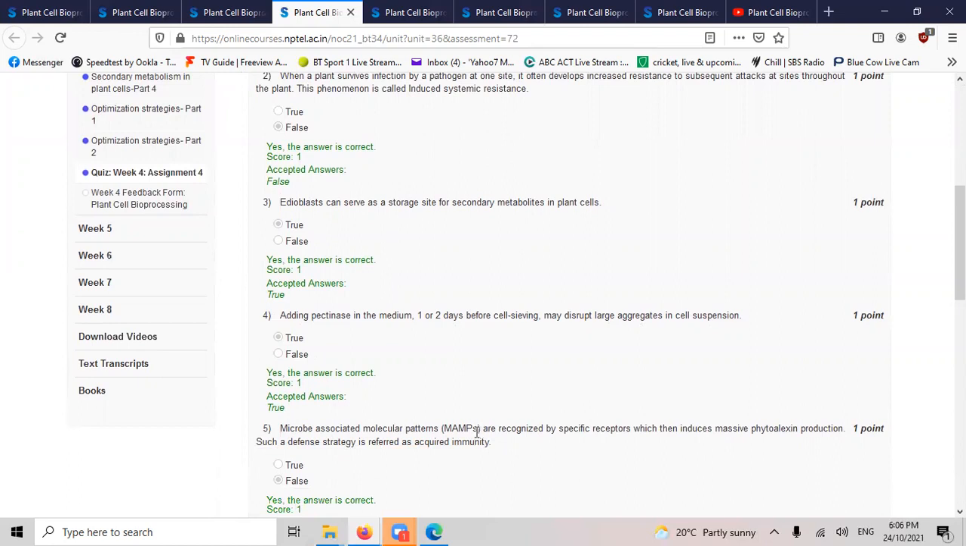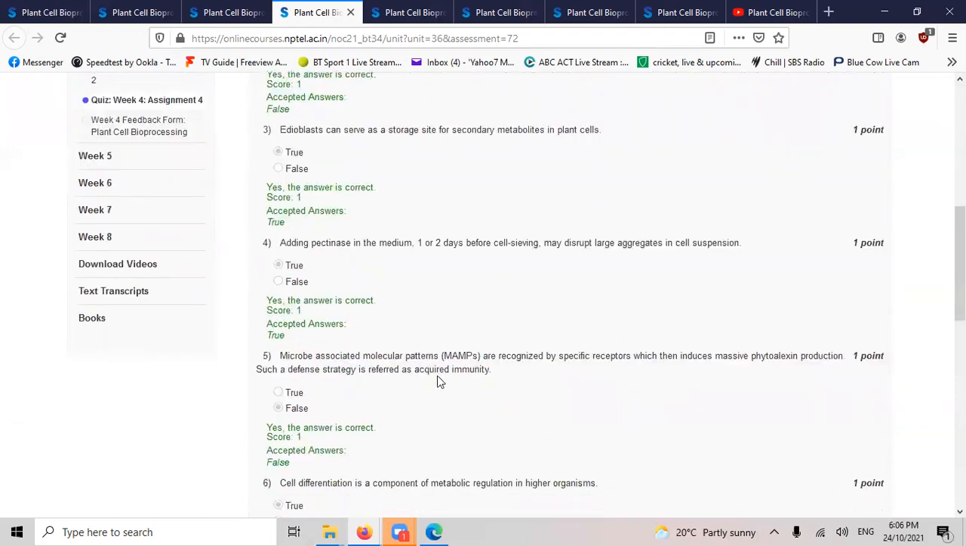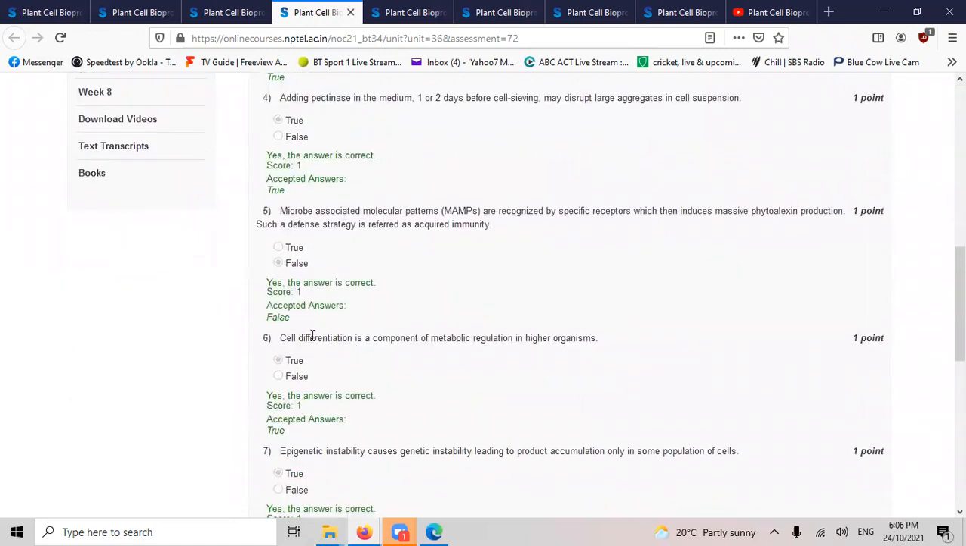Microbial molecular patterns are recognized by specific receptors, which then induces massive phytoalexin production in a defense strategy. It's referred to as acquired immunity. No, that's systemic immunity.